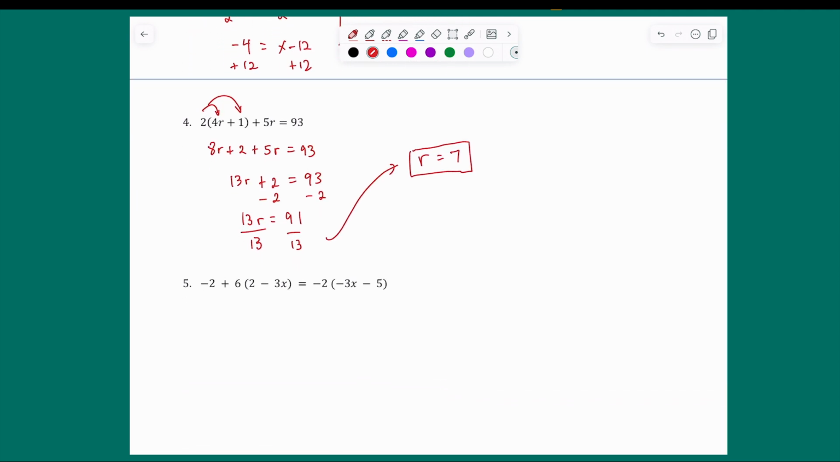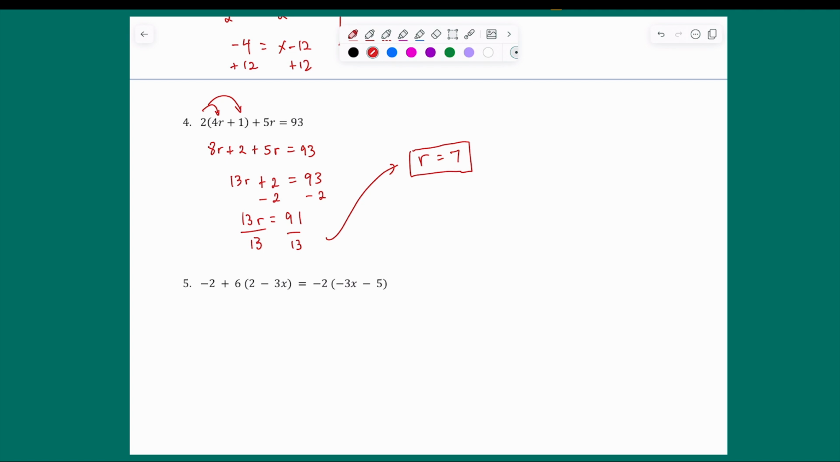Once again, you can always check your answer by plugging it back into the equation, and you should see that you get a true statement. All right, number 5 here. We have parentheses on the left and also parentheses on the right, so we're going to have to use the distributive property on both sides.